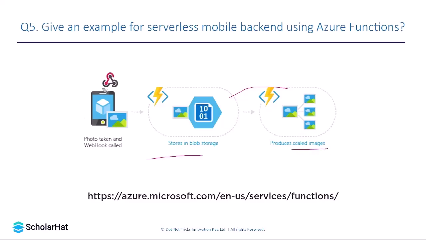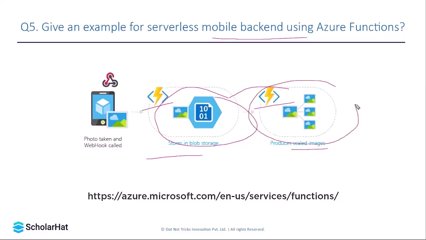This is one of the use cases of a mobile backend using Azure Functions, where a couple of Azure functions can be used, one for storing data into a blob storage, another for processing the data that is stored in the blob storage. This is a real-time example of a mobile backend using a function.